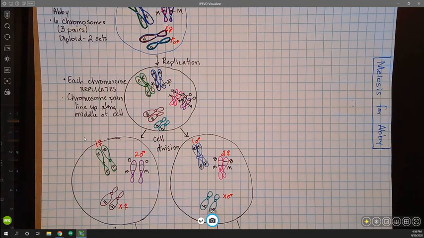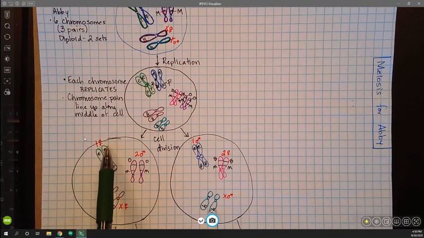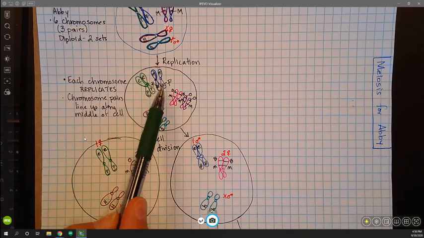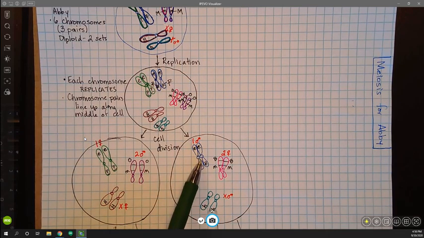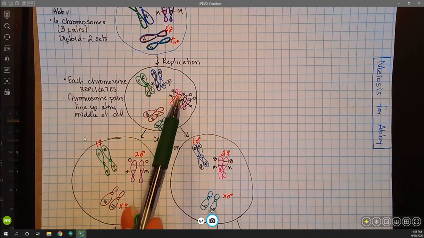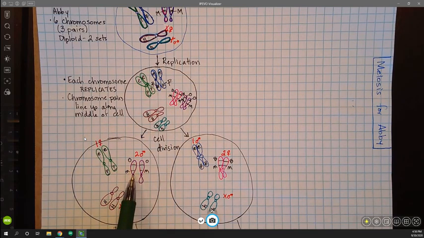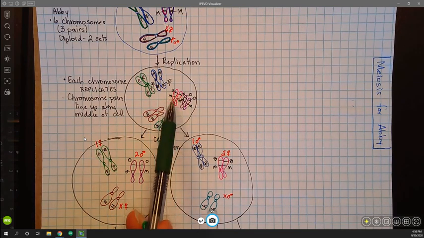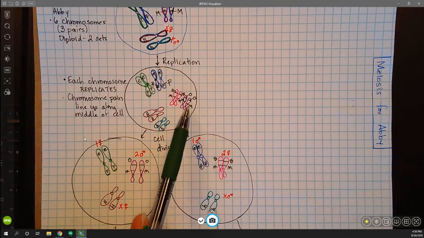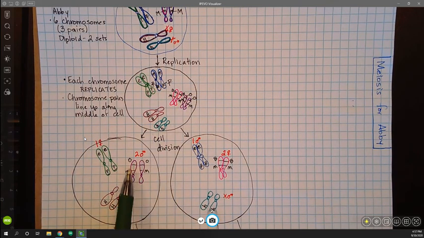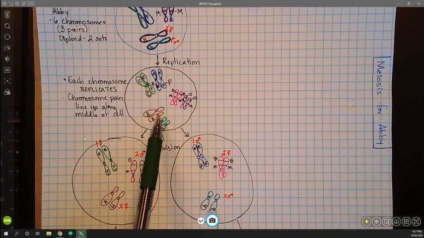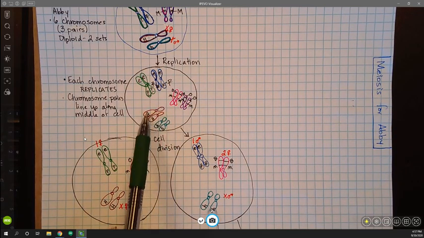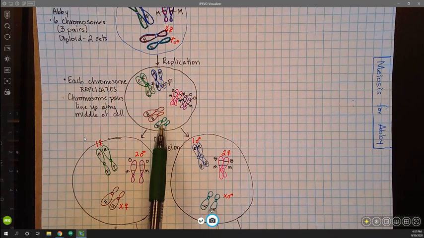you can see that the chromosome pairs split out. So this pair has gone over here to this new cell. This pair of chromosome 1 has gone to this new cell. This pair of chromosome 2s, actually, the pink pair, the pair from her mom, has gone to this cell over here. The purple pair from her dad has gone to this cell over here. This set of X chromosomes from her mom has come over here. This set of X chromosomes from her dad has gone over here.